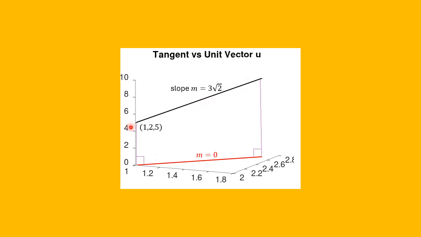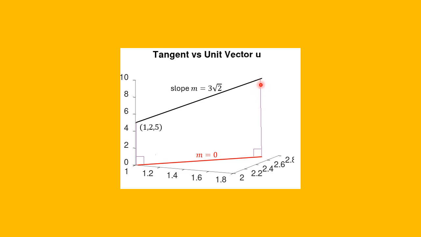As we go out along this line, the z-coordinate increases and increases, and in this cross section we would have that the slope is 3 square root of 2. For every unit 1 that we go along this unit vector, which is actually right out to here, we're going to go up 3 square root of 2 in this direction.